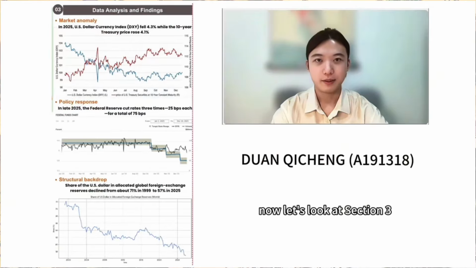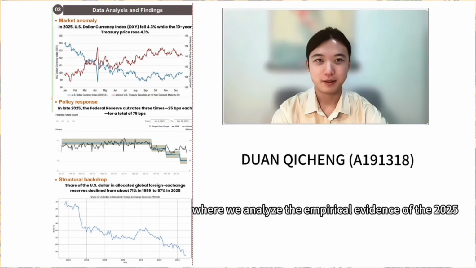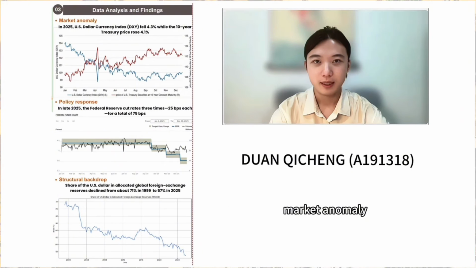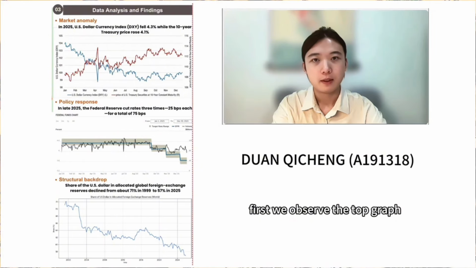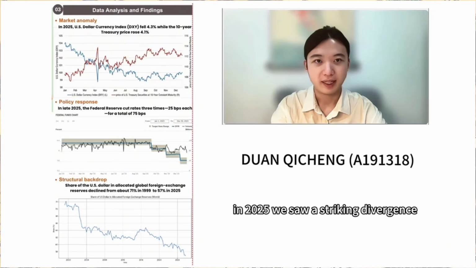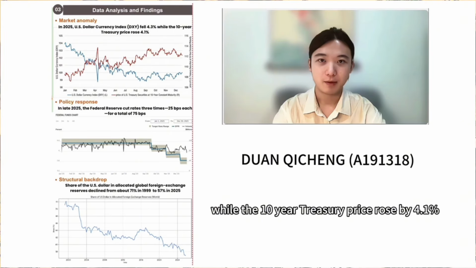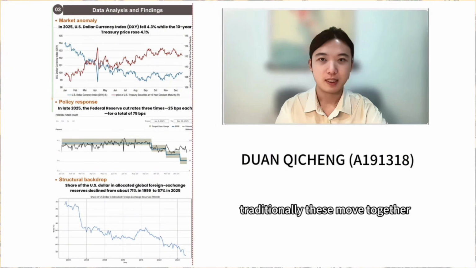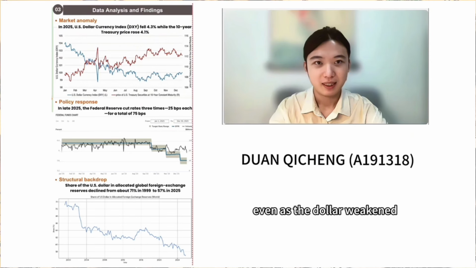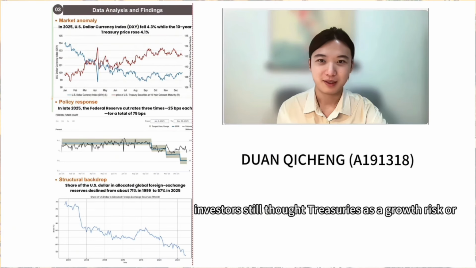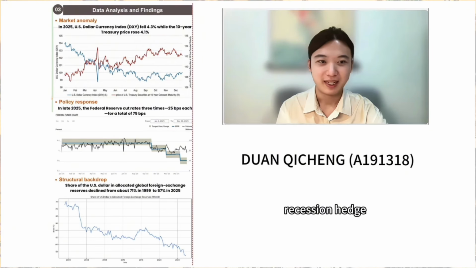Now let's look at section 3, where we analyze the empirical evidence of the 2025 market anomaly through 3 key dimensions: price movement, policy shifts, and structural trends. First, we observe the top graph. In 2025, we saw a striking divergence. The US dollar index fell by 4.3%, while the 10-year Treasury price rose by 4.1%. Traditionally, these move together, but this anomaly suggests that even as the dollar weakened, investors still sought Treasuries as a growth risk or recession hedge.